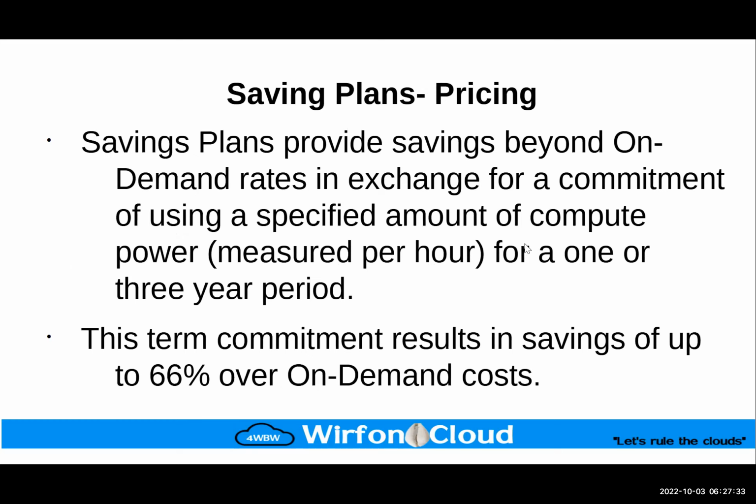Then you have savings plans. The savings plan provides savings beyond your on-demand rates in exchange for a commitment to use a specified amount of compute power, measured per hour. There you also have the commitment to use it for a 1 or 3-year period. And this term commitment results in savings of up to 66% of the on-demand cost.